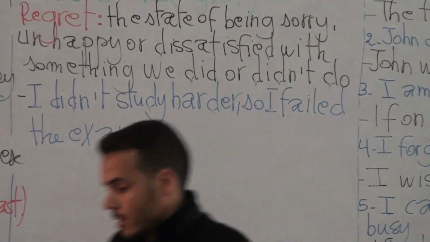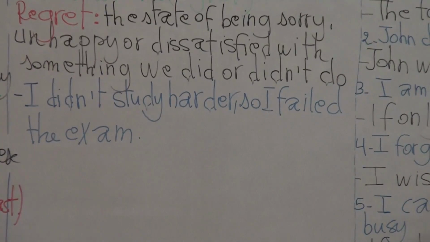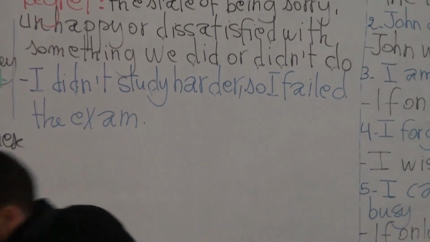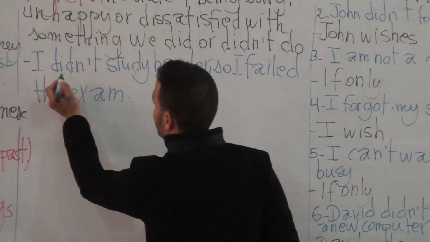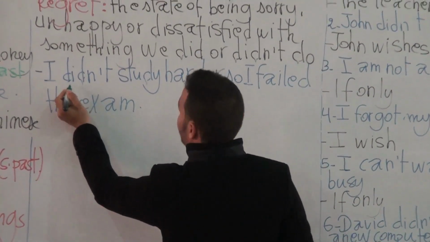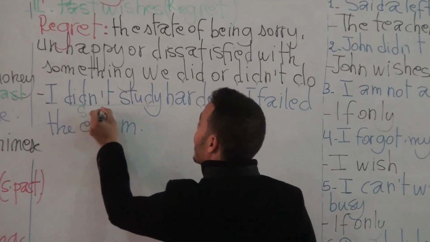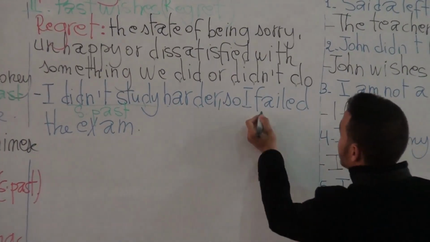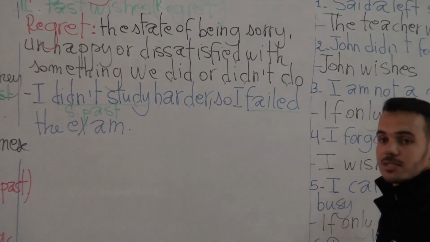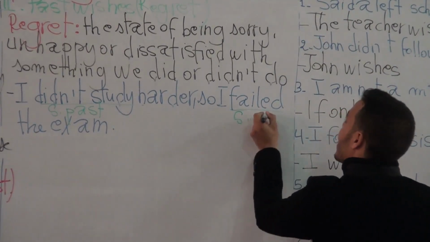Right. So this is in the past, right? How do we know it's in the past? Because the verbs are conjugated in the simple past. So here we have "didn't study", this is the simple past. And the second verb is "fail", the simple past of the verb to fail. It's again the simple past.